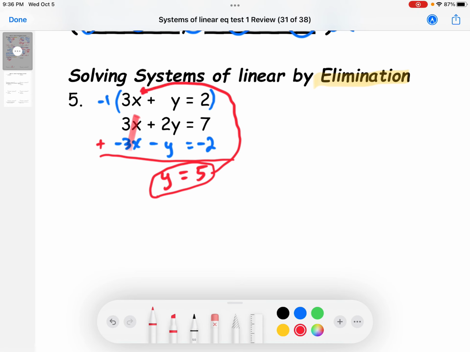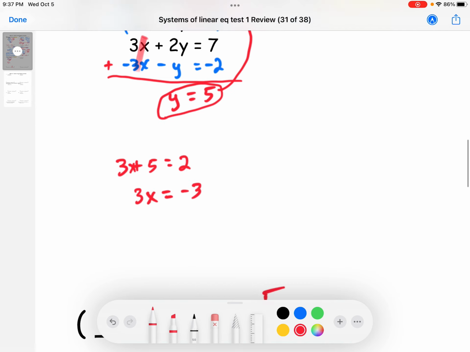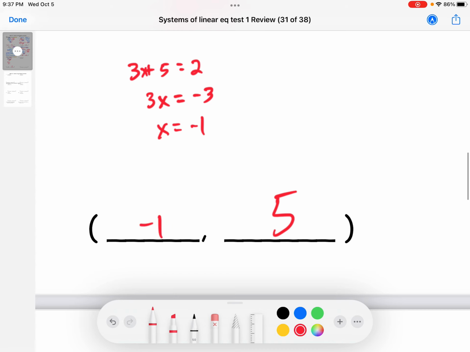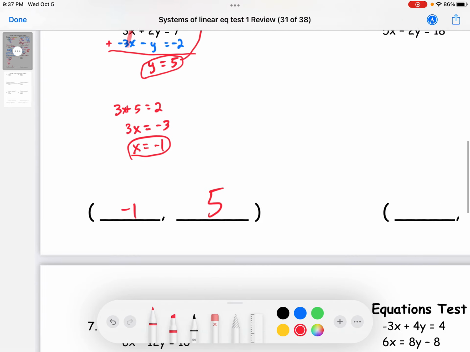We'll plug that in, or no, not in place of x. We'll plug it in place of y right there. So instead of 3x plus y, we've got 3x plus 5. And we subtract 5, 3x is equal to negative 3. So x must be negative 1. And there we go. Our two answers, or the two parts of our answer, x is negative 1, y is 5.